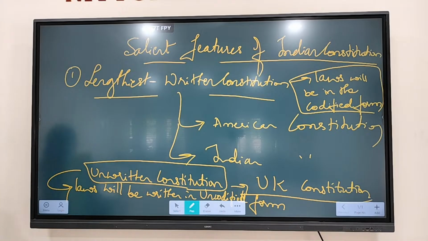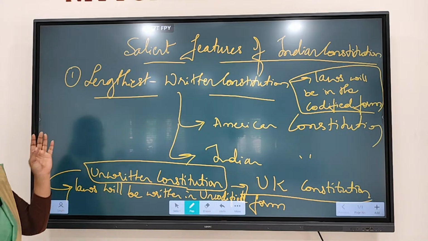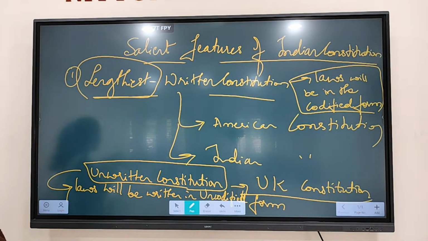Just write down. Finish? Next one. See here, why has it become the world's lengthiest? It is having 1,59,000 plus words in our constitution. It has become the world's lengthiest constitution because it is having 395 articles, 12 schedules, 22 parts.